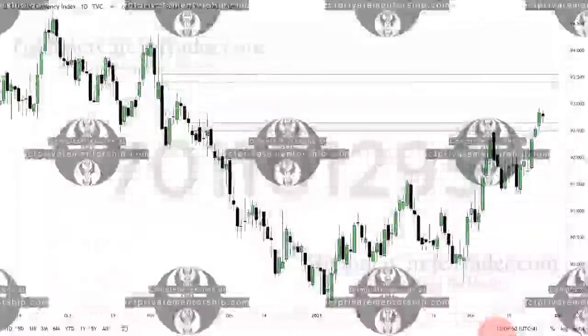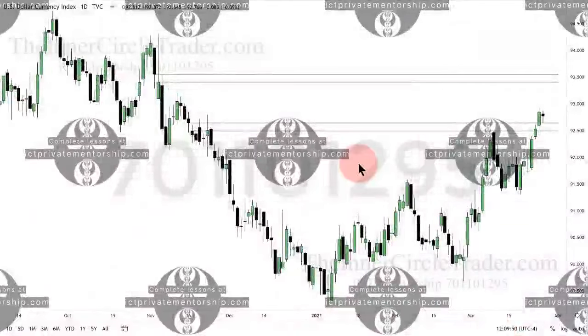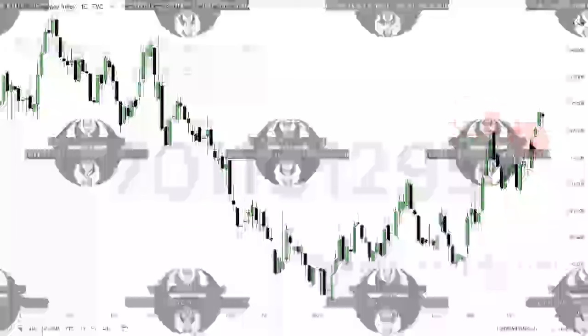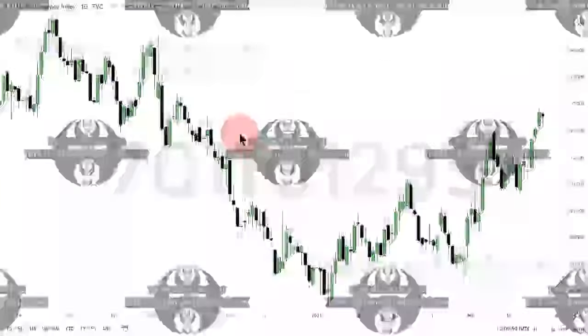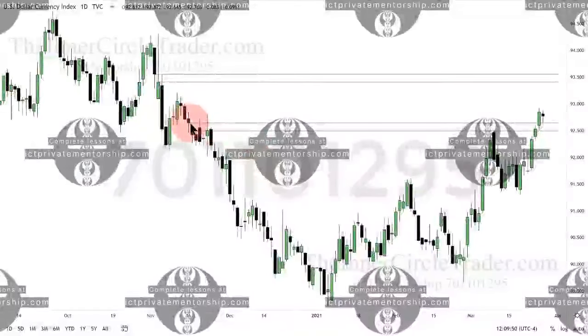All right, here's the dollar index. This is our daily chart. And we have our old volume imbalance turned fair value gap. We traded through the first one here and above this buy side liquidity. So far we found some support at the premium end of this imbalance. So we'll be looking for the market to make an attempt to get up into this level over the coming days and weeks.